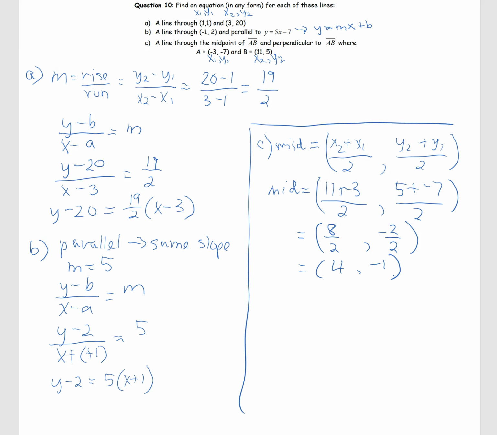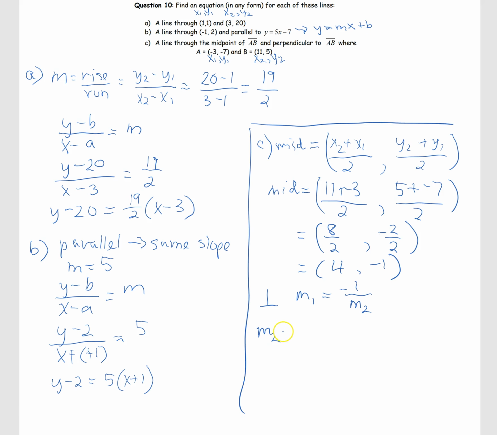So the next thing I want to do is figure out the slope of my line. We've been told it's perpendicular to the line AB. And so if lines are perpendicular, the slope of one line, M1, is equal to the negative reciprocal of the slope of the other line, which I'm going to call M2. So let's figure out the slope of line segment AB, which I'm going to call M2.